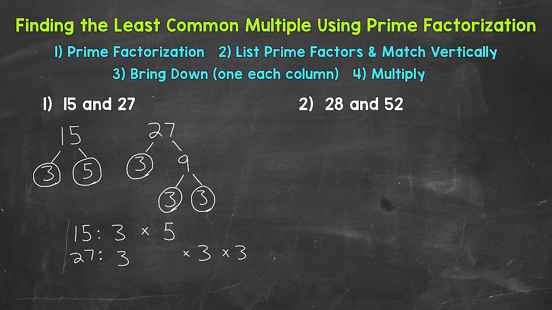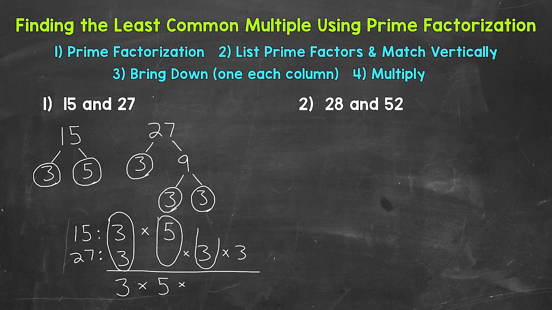Now that we have our prime factors listed and matched vertically, we move on to the next step, where we bring down. And I like to draw a line underneath here in order to separate these steps. So this is a column, and although we have 2 threes here, this is a column of threes, so we just bring one down. We have a 3 to represent that column of 2 threes. Times, we have a column of 5 here. Times, we have a 3 here. Times, another 3 here. So we end up with 3 times 5 times 3 times 3.